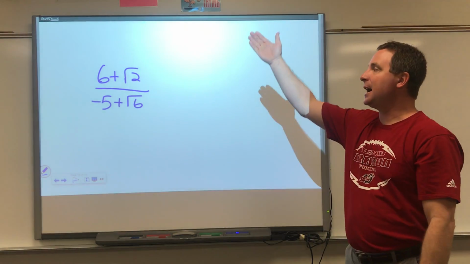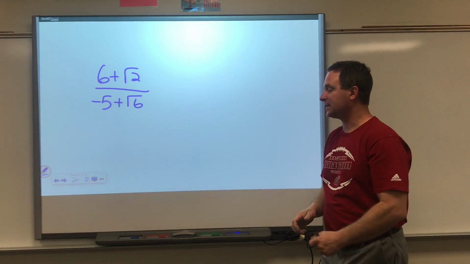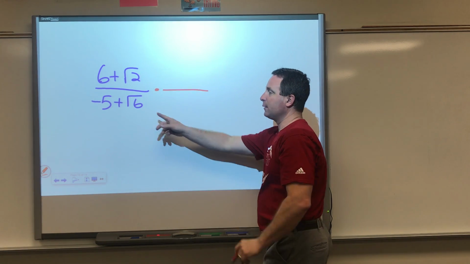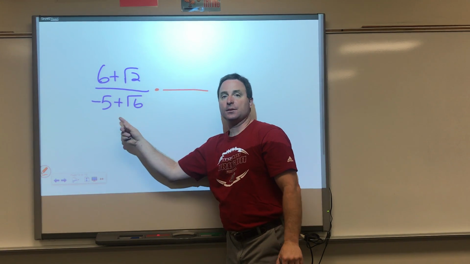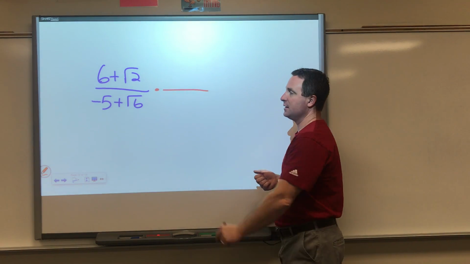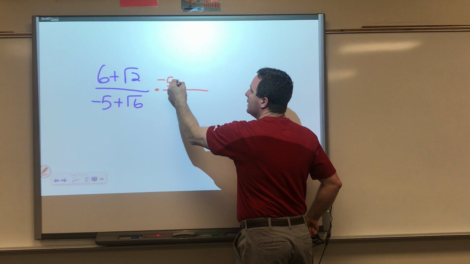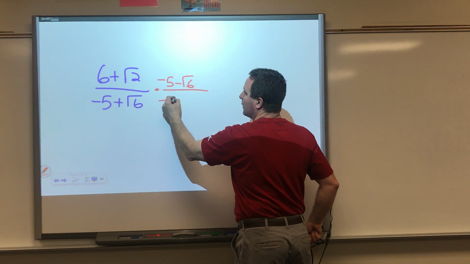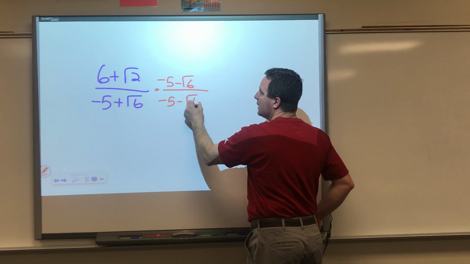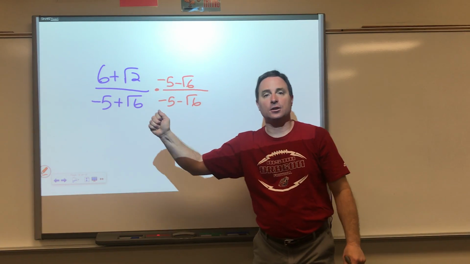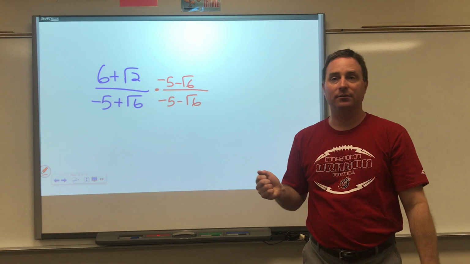Now the top and the bottom are both binomials. This is the fanciest type of problem you're going to see. I want to multiply it. I see a radical down here. It has 2 terms, so I have to multiply by the conjugate. The conjugate of negative 5 plus the square root of 6 is negative 5 minus the square root of 6. Notice the 5 still stayed negative. It's only the addition or subtraction sign that changes.